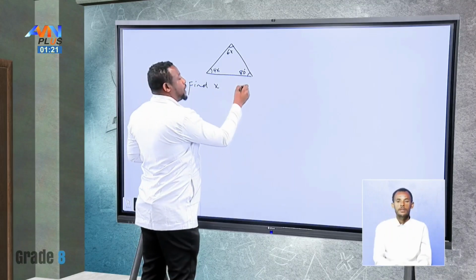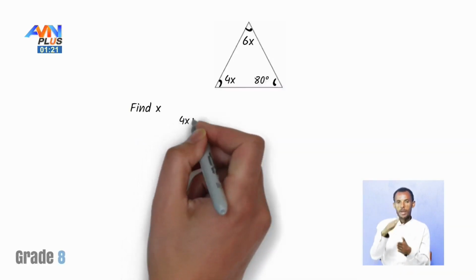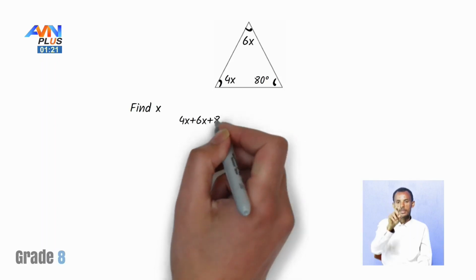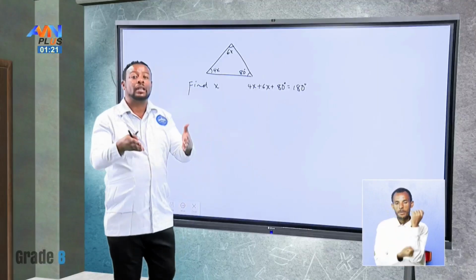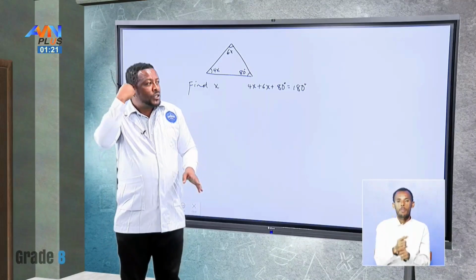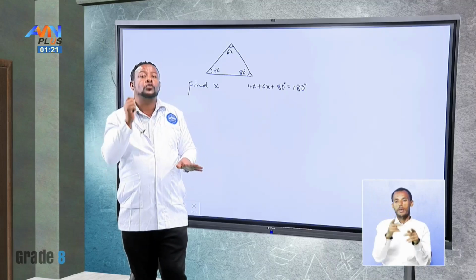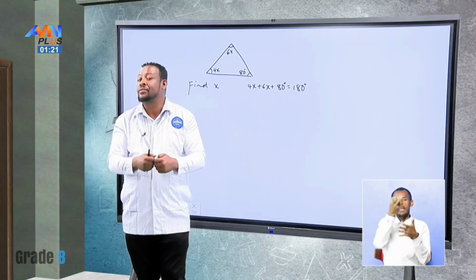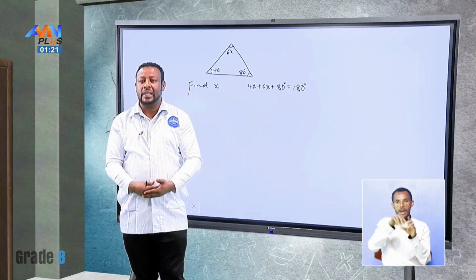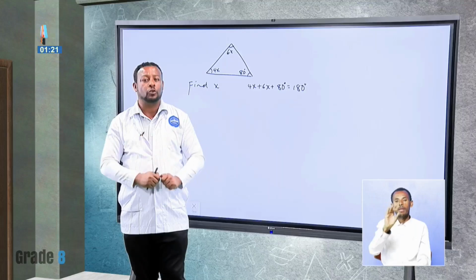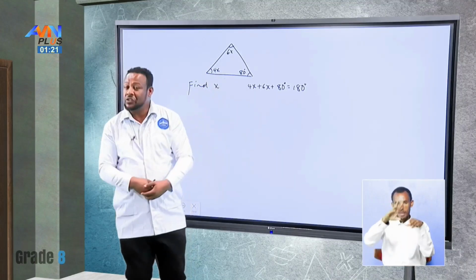So you can calculate the unknown variable in this way: 4x plus 6x plus 80 degrees must give us 180 degrees based on the theorem that we have already proved, right? So here you may forget the proof. That's okay. But you should remember the result of theorem 5.1. You have to know the sum of the interior angles of a triangle is 180 degrees. This fact should be known so that you can calculate the unknown variable that is given here in this triangle.